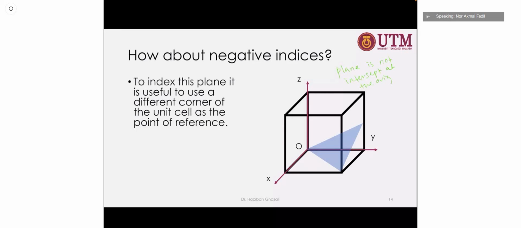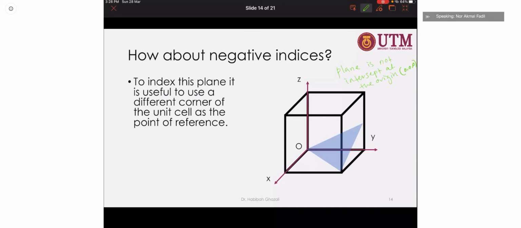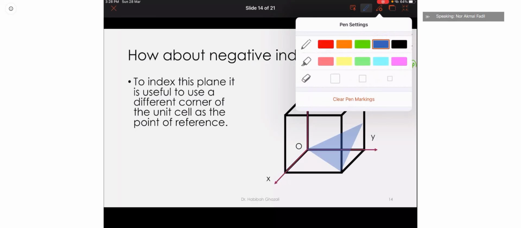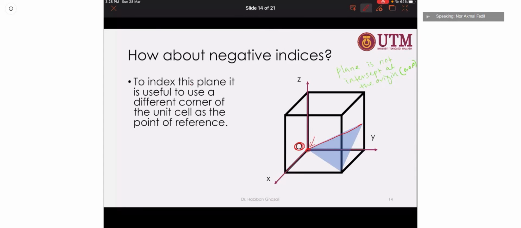Now if you look at this origin, you can see that the plane is crossing at this origin. To index this plane, it is useful to use a different corner of the unit cell as the point of reference, or the origin. So where can we move this origin? Maybe it is difficult for you to point out where it is. So the answer is here.